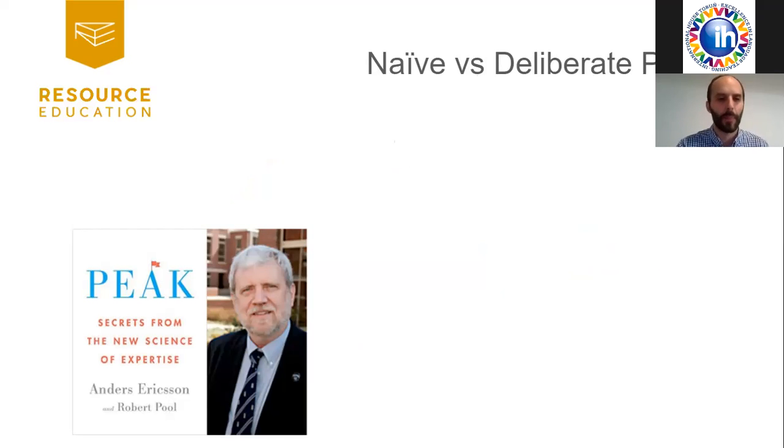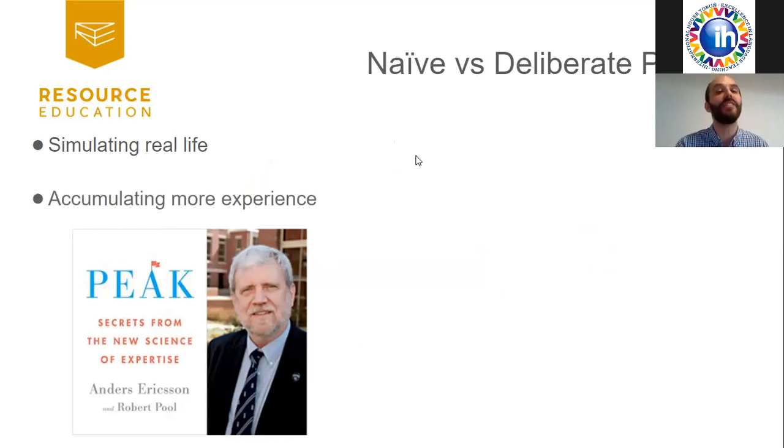In a nutshell, naive practice is simulating real life. Naive practice is accumulating more experience. It's a necessary part of the learning process. It's when we give our students tasks, projects, production activities, most speaking activities are a simulation of real life. It's an accumulation of more experience for the student. That is naive practice. Then there is deliberate practice that pinpoints something we want to improve.